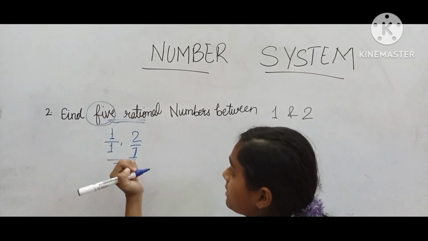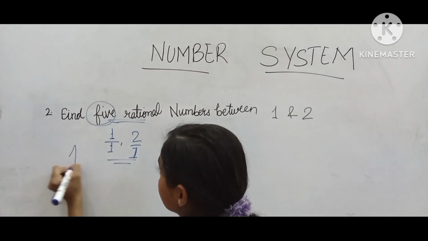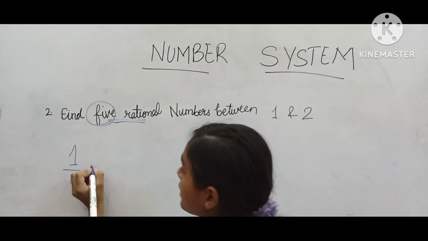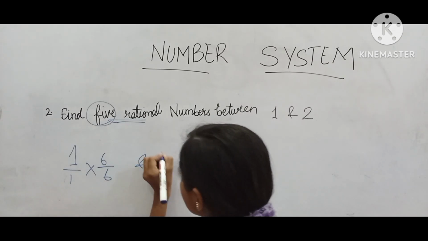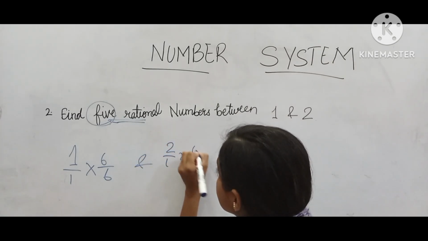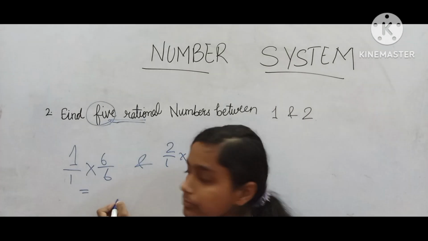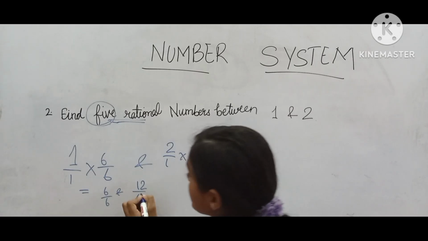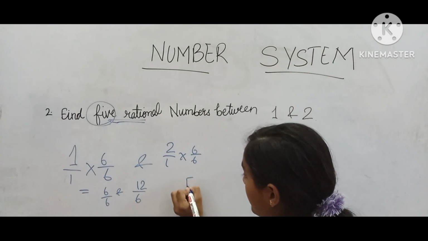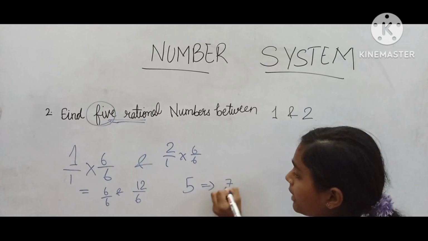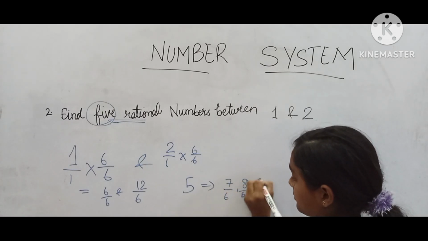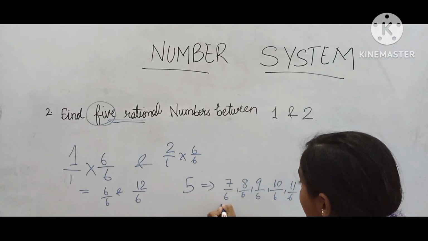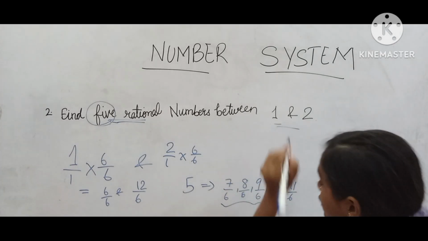So let's multiply these numbers with 6. 1 by 1 into 6 by 6 and 2 by 1 into 6 by 6. So what you will get is 6 by 6 and 12 by 6. So the 5 rational numbers between them are 7 by 6, 8 by 6, 9 by 6, 10 by 6 and 11 by 6. So these are the 5 rational numbers between 1 and 2.